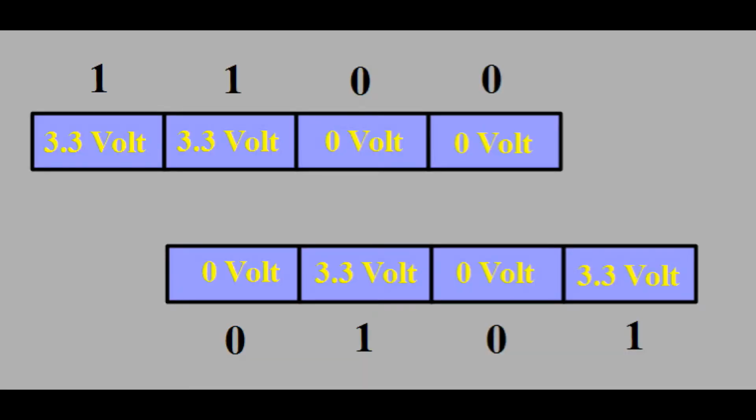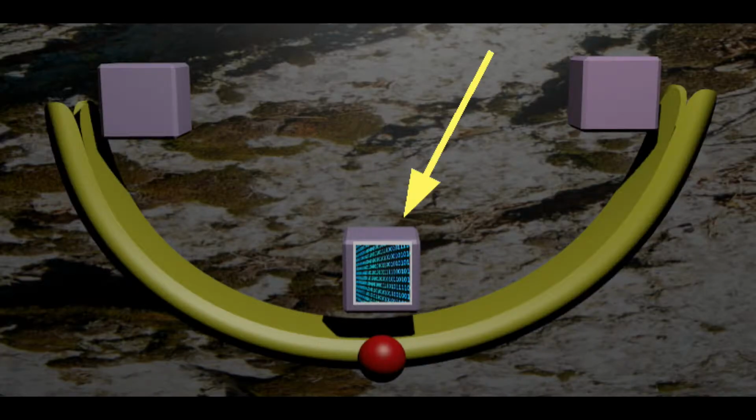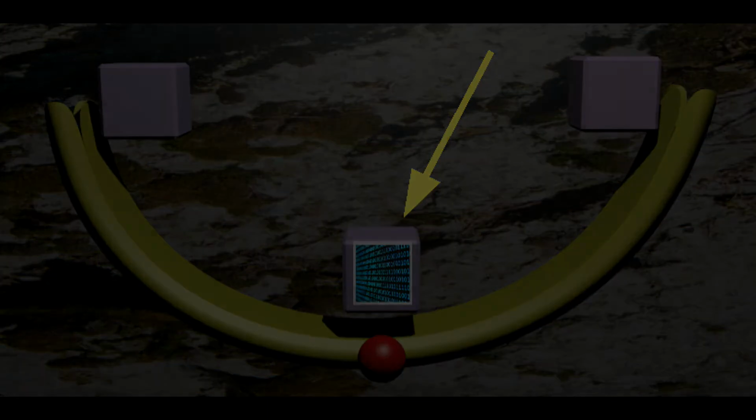For now, it shall be enough to know that a 1 is represented by a voltage of 3.3 volt in a certain cell of our computer's memory, and a 0 is represented by, of course, 0 volt in a cell of the memory. Having reached the cells of our computer's memory and the ones, respectively, these 3.3 volt, and the zeros, respectively, the 0 volt, we are deep down in the dungeons of our computer.